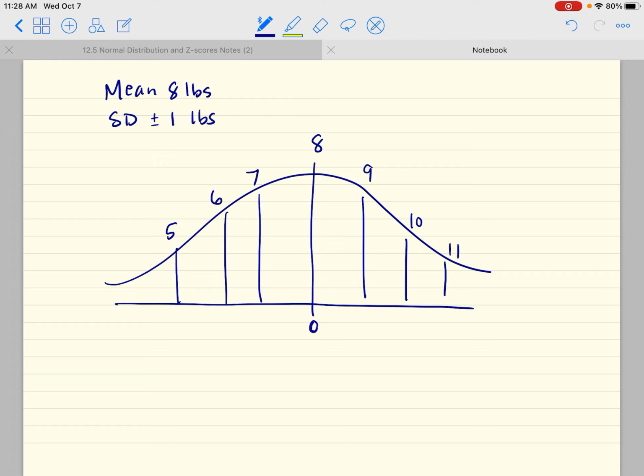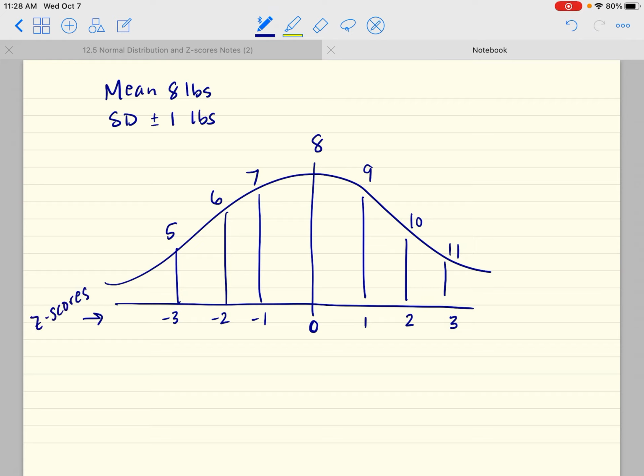Here at 8 we have a z-score of 0. We're at the mean. We haven't subtracted or added the standard deviation at all. At 9 we'd be at z equals 1, at 10 we're at z equals 2, and at 11 we're at z equals 3. That means we've added the standard deviation once, twice, and 3 times. If we subtract it once we get to 7, twice we get to 6, 3 times we get to 5. So again, these are our z-scores.